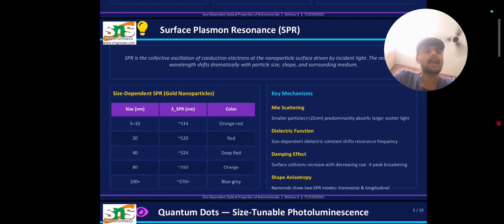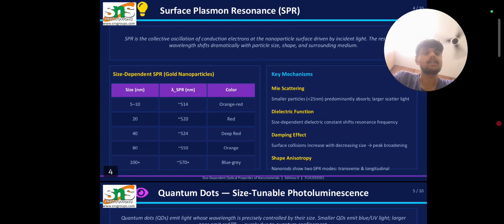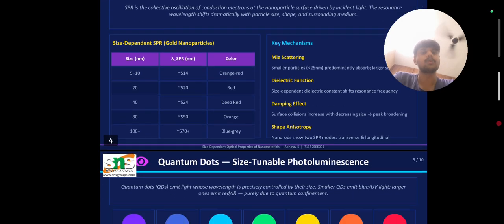First, Mie scattering. Small particles, that is less than 25 nanometer, absorb; large particles scatter light. Dielectric function: size dependent dielectric constant shifts resonance frequency. Damping effects: surface collision increases with decreasing size, that is peak broadening. Next, shape anisotropy. Nanorod shows 2 SPR, that is surface plasmon resonance modes, transverse and longitudinal.